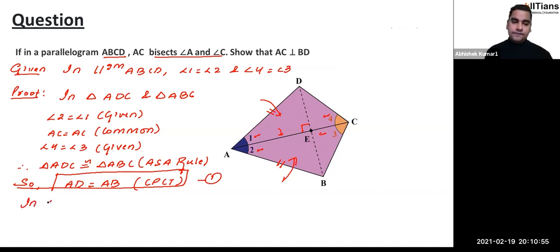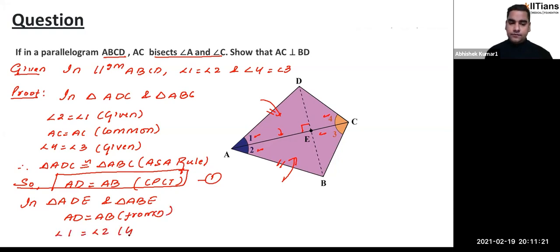So in triangle ADE and triangle ABE, what do we have? We have AD is equal to AB, that is from the previous result. We showed it. Clear? Angle 1 is equal to angle 2. That is already given.